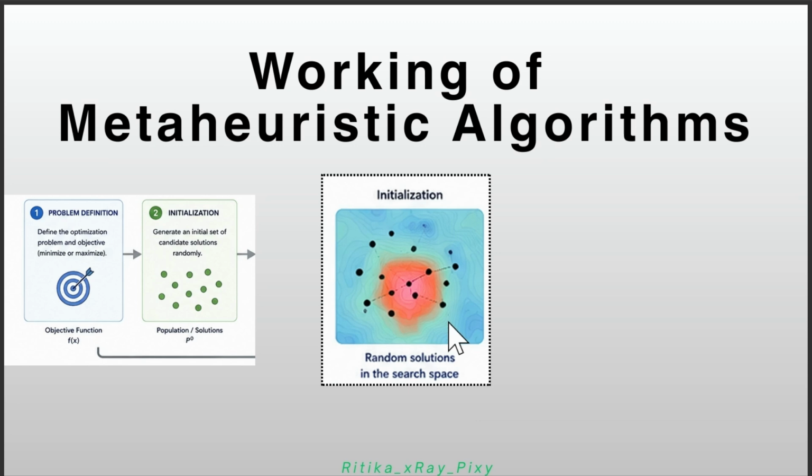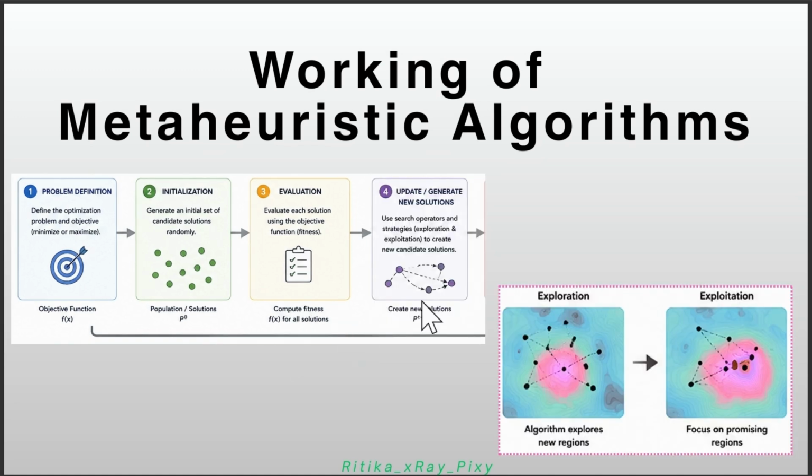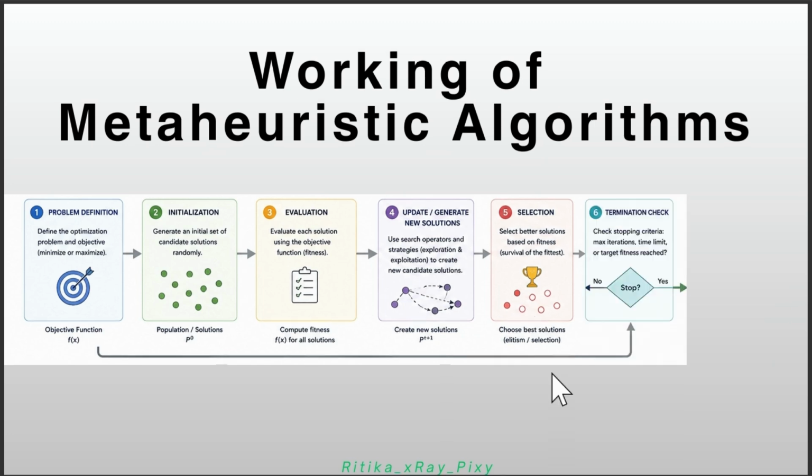When the population is initialized, we will evaluate how good each solution is. After this, we will use the fitness function to evaluate each solution. Then we will update them using rules inspired by nature. Different natural phenomena are used to update the solutions, and we will repeat this process until we find the good or optimal solution. So this is a simple procedure that we follow for all algorithms.